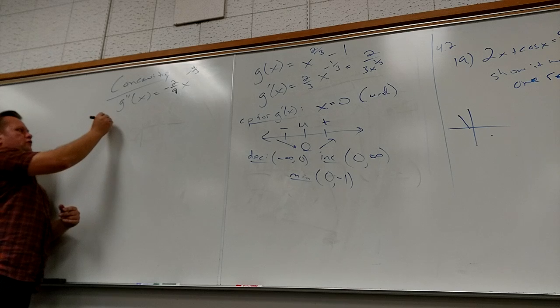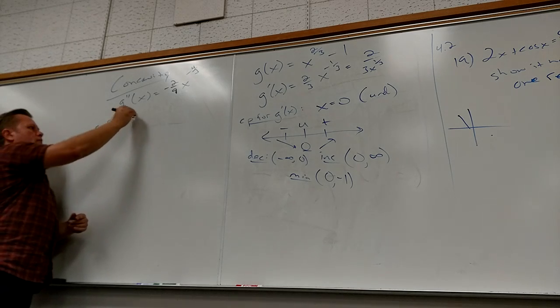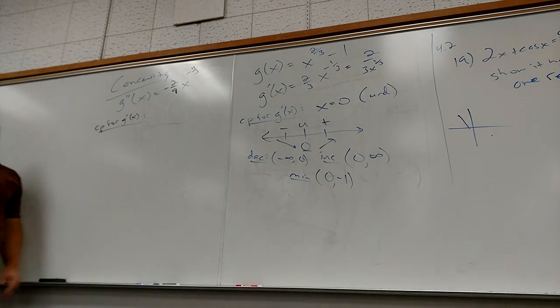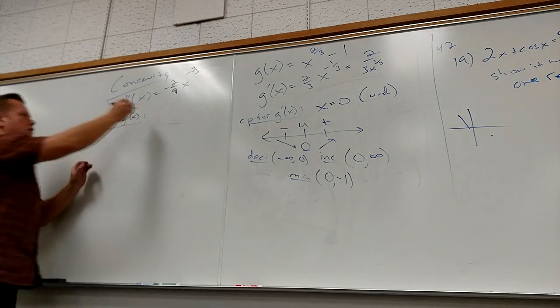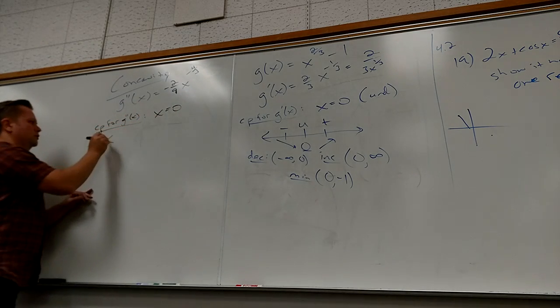All right, so now I do the same thing. What are the critical points for G double prime? Undefined? Yeah, it's still going to be what? 0. So 0 is exceptionally frequent. It's a critical point for the first and second and third and fourth and fifth. Right? So this is going to be x equals 0 again. Make a little sign diagram.